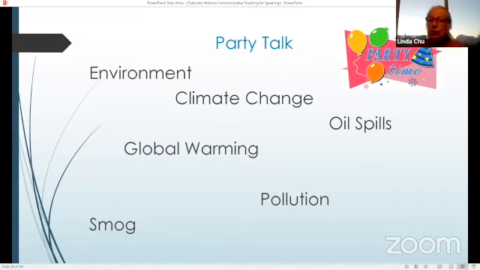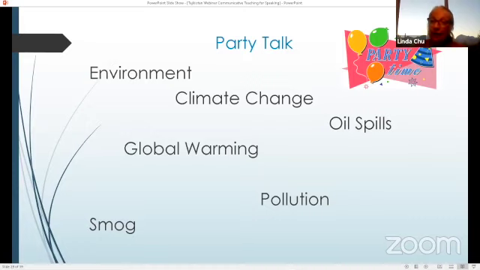And each student would get one copy, and then they will go around and talk to each other about these ideas. For example, they would talk about what do you know about climate change, or what are oil spills? When was the most recent oil spill? What do you think of global warming? Do you think that's true? Is it not true? And so they are talking to each other.